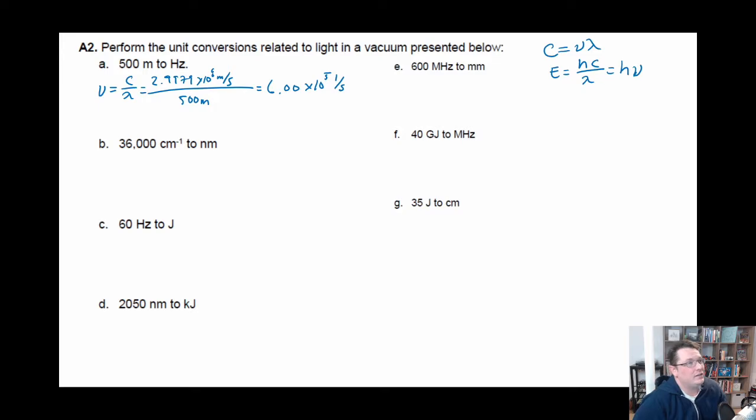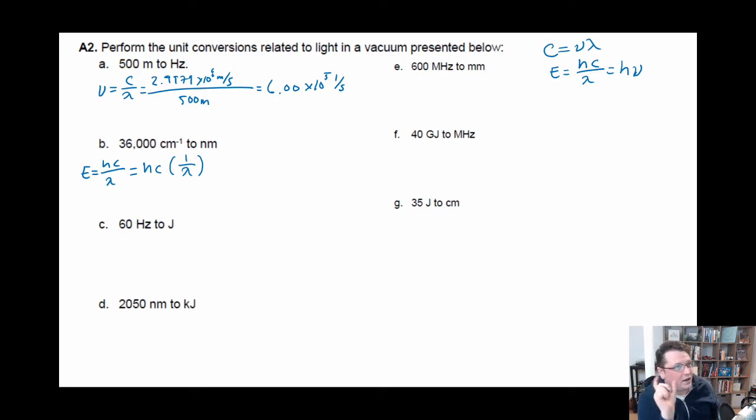So reciprocal centimeters is a unit that is very commonly used in spectroscopy to proxy energy. Because if we look at this equation, energy is equal to hc over lambda, you can simply pull out the hc, and then you have 1 over lambda right there. Because h and c are both constants, so they don't change at all.